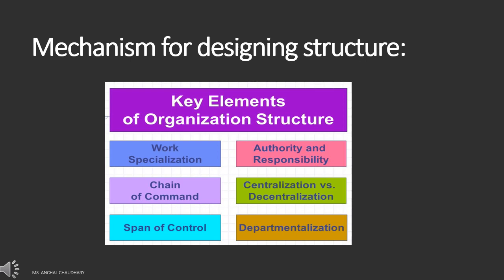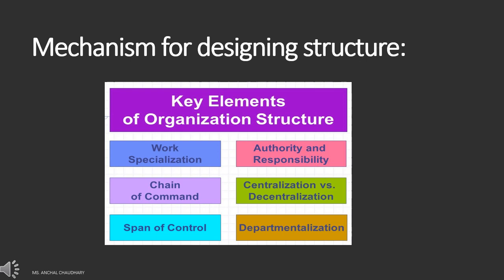Second is authority and responsibility. There should be a proper coordination between authority and responsibility. There should not be any kind of disparities between both, because they go side by side. Next is your chain of command. Chain of command, as I told you, means that all the command should come from one boss only. There should be a proper chain, like who is going to command which employee and which manager is responsible for which department. So there should be a clearly defined chain of command.